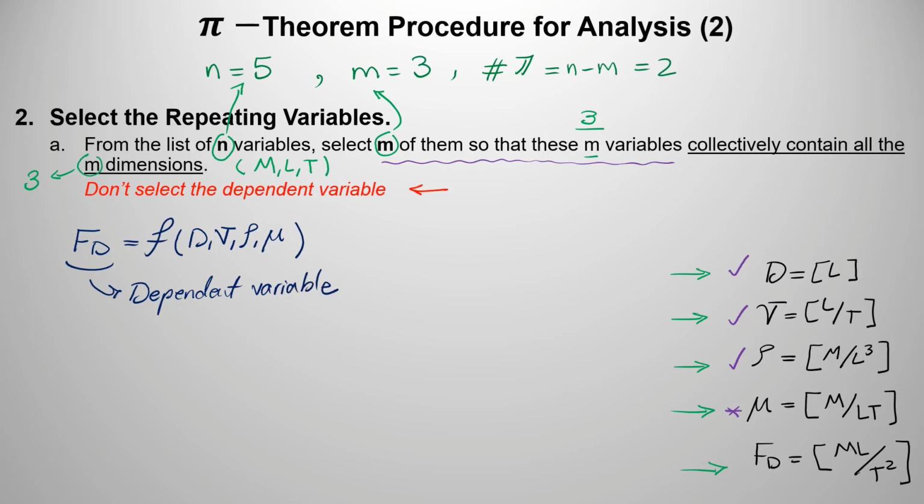So in this step, do not select the dependent variable, FD. Do not select it. You're free to select whatever you want as long as it satisfies this criteria over here. The only limitation that you have is selecting the dependent variable. So the three selected variables that I have are D, V, and rho.